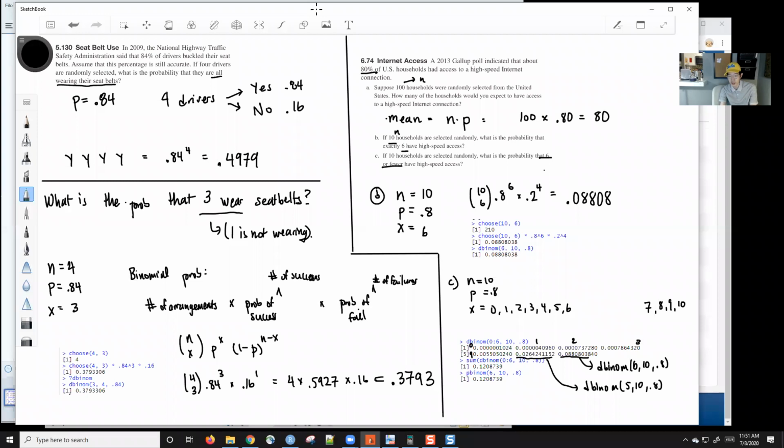The probability that 6 or fewer have high-speed access, I have to sum. This is going to sum the answers from x equal to 0 to x equal to 6, right? Because that's the probability of getting 6 or fewer.